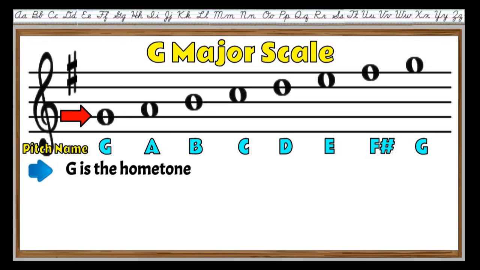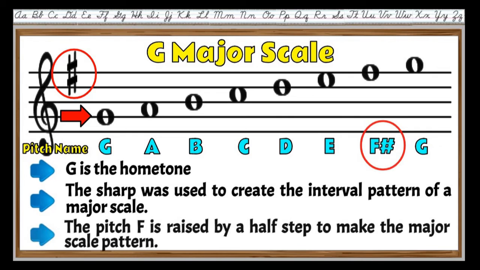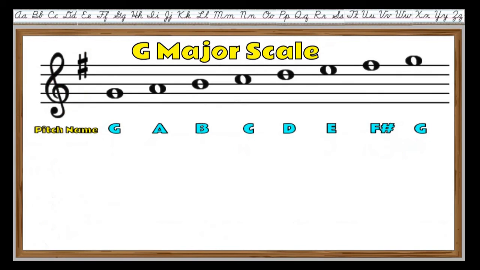Brilliant! Very good. There is a sharp and it is located on the fifth line of the staff, or it is placed before F in order to maintain the interval pattern. The pitch F is raised by a half step to make the major scale pattern. Let us take a look on the piano keyboard.